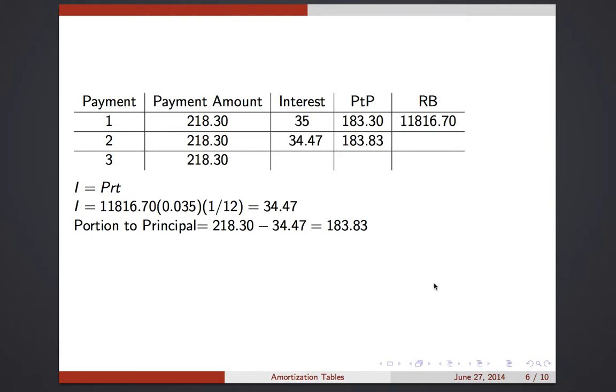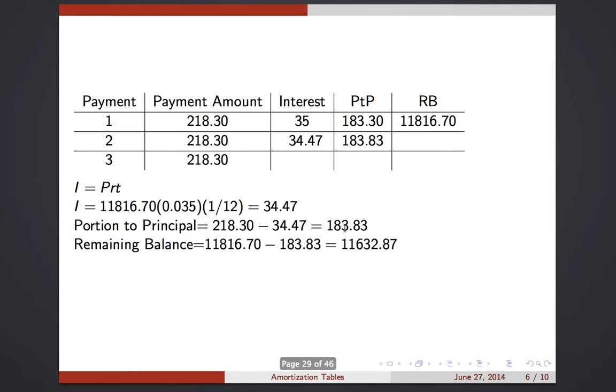Okay, and again, the remaining balance, well, currently you owe them $11,816.70, and $183.83 is going to paying down your loan. So you take the amount that you owe them, subtract off the amount that's going towards paying down your loan, and you end up with $11,632.87. So that's what goes there.